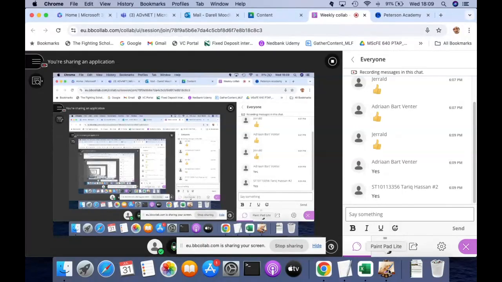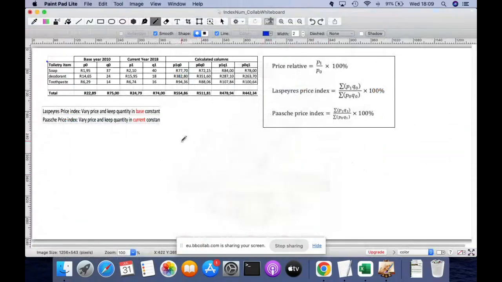Fantastic. All right, let's get back to it. Index numbers are about looking at how quantities and prices have changed over time for specific goods. It can also be for services as well, but most often it's for goods. And in this example, it's toiletry items specifically. If you look at the left column, there are 3 toiletry items: soap, deodorant, and toothpaste. And this is what will be given to you.